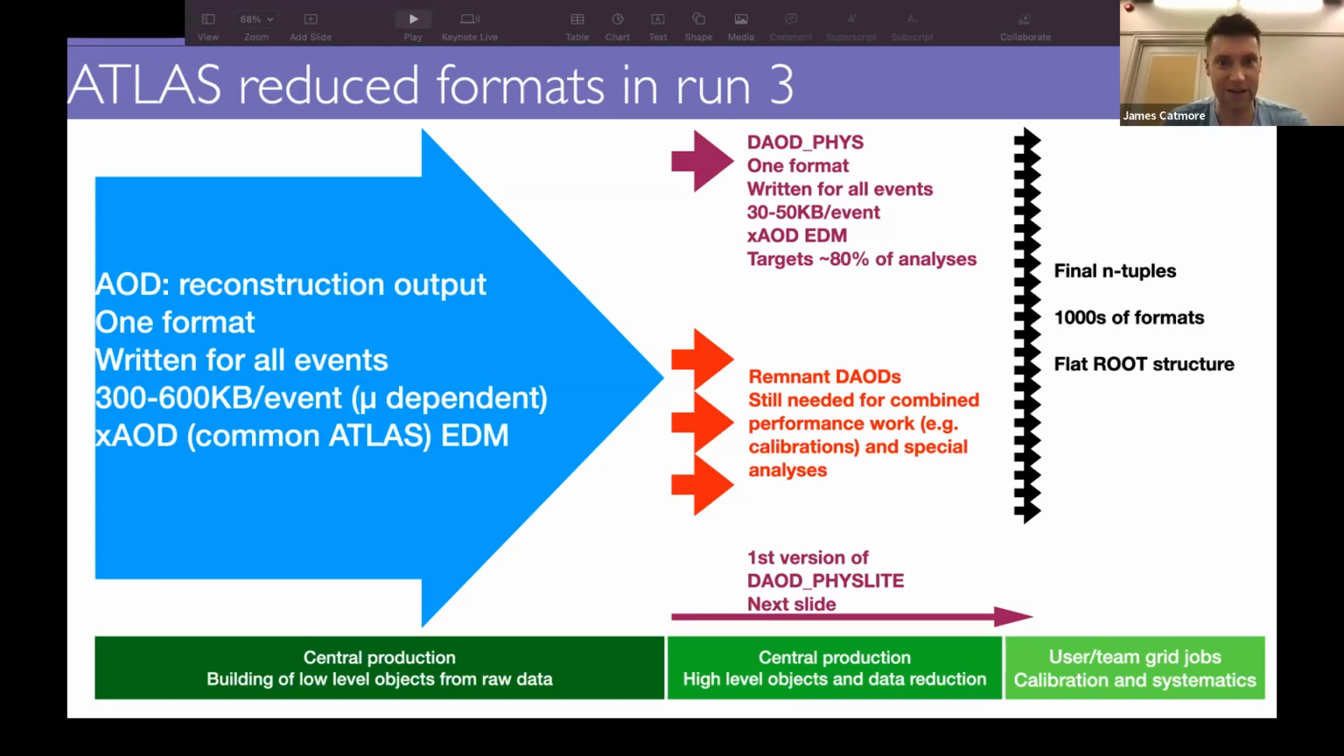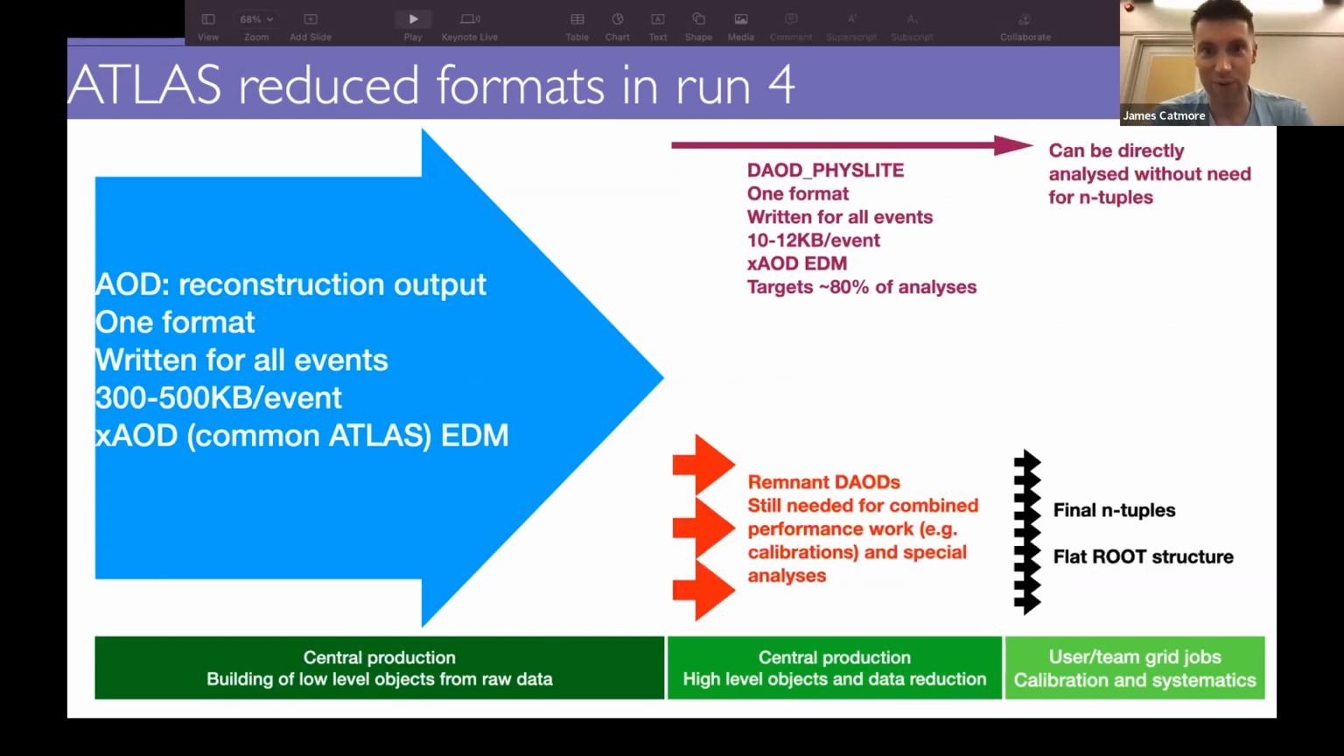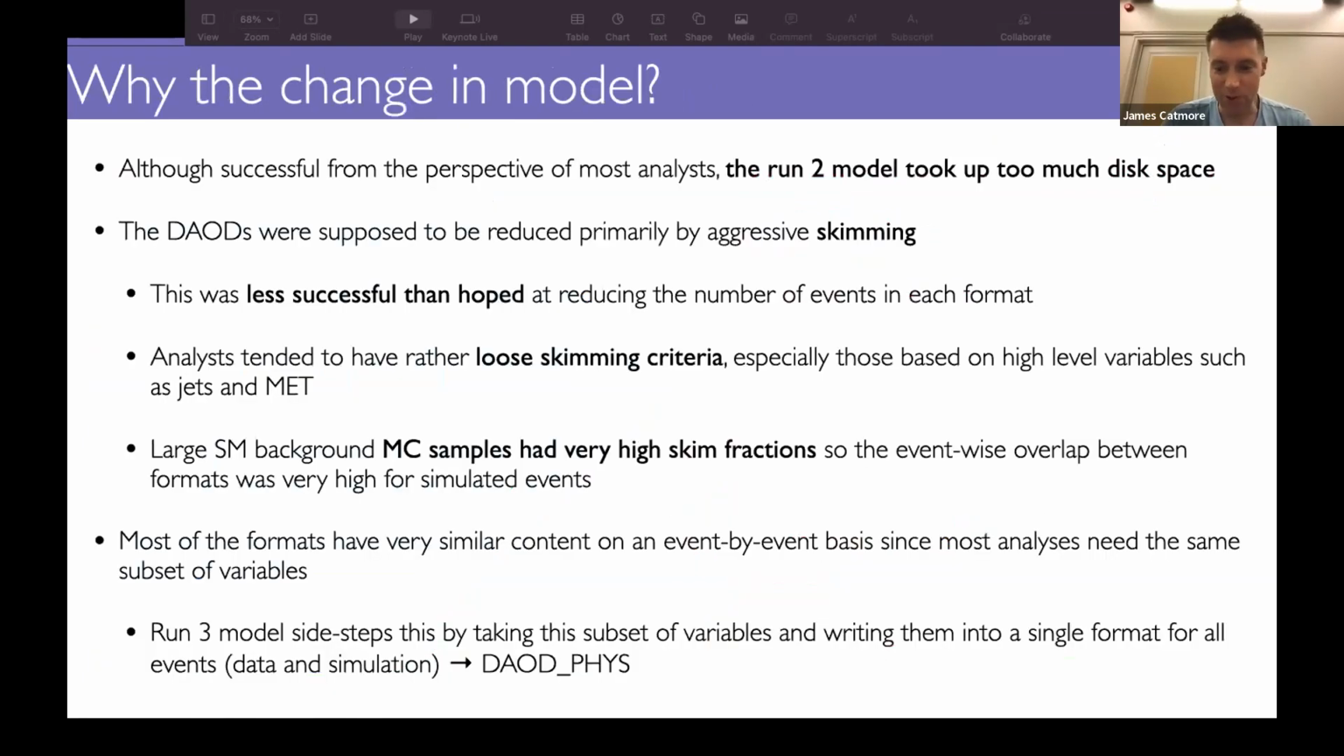I'm going to discuss this on the next slide. This will be the prototype for run 4, but it will be progressively introduced during run 3. Now, the idea of this format, again, there's just one of them. It's written for all events, but we hope that this will be something like 10 to 12 kilobytes per event. Again, it will use the common EDM, the xAOD. And in run 4, it will again target around 80% of the analyses. One of the main aspects of this format is that we hope that it can be directly analyzed without the need for entupling.